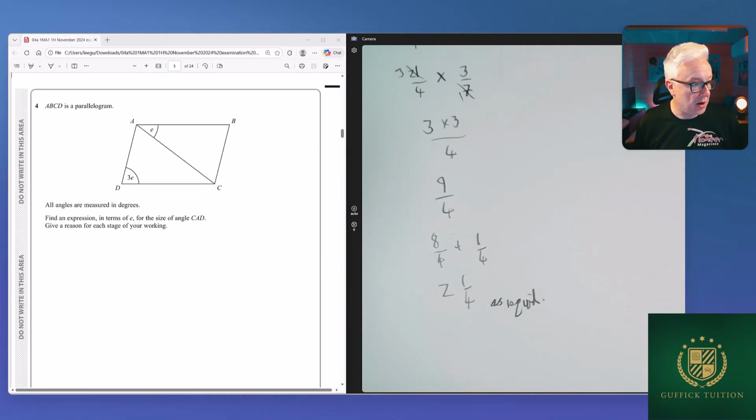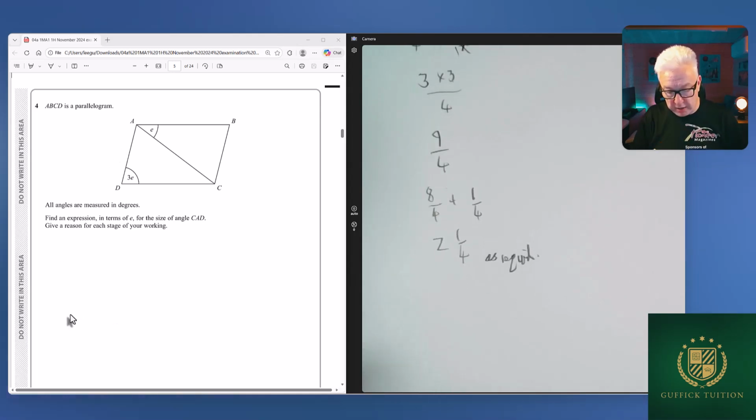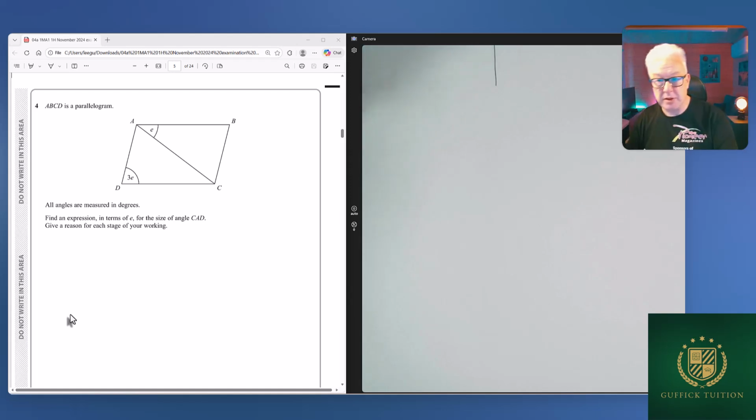Question 4, what have we got here? It says ABCD is a parallelogram. All the angles are measured in degrees. Find an expression in terms of E for the size of the angle CAD. Give a reason for each stage of your working. Intriguing. Let's have a look at this one.